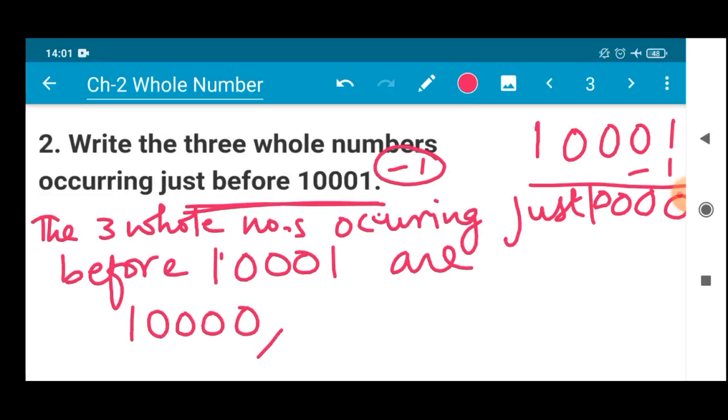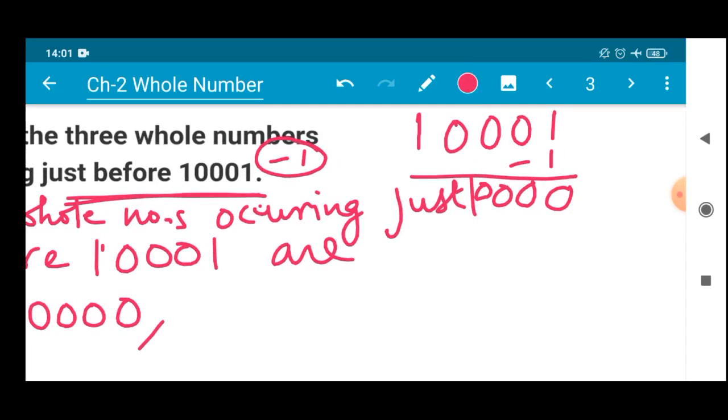10,000. Now, after that, what comes? Here again, you have to subtract 1. So, 10,000 minus 1 is not possible directly, so you have to borrow 1 from the 1. So, 10 minus 1 is 9. 9 here, 9 here.